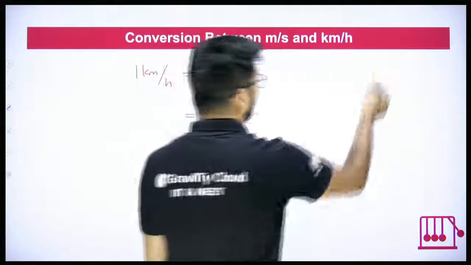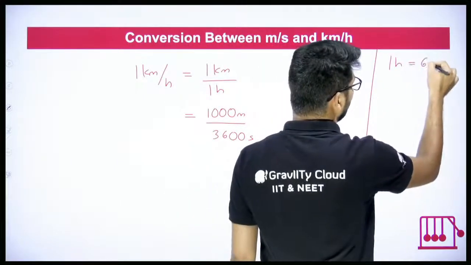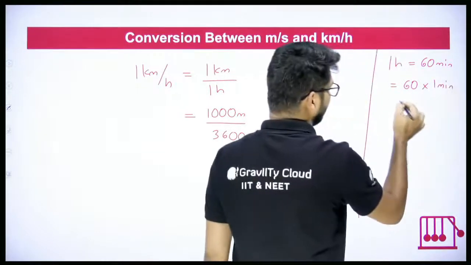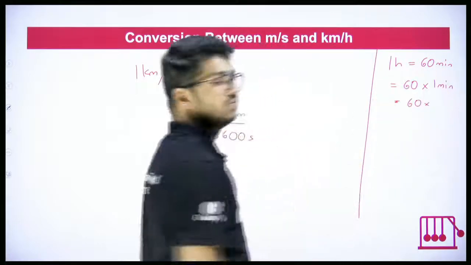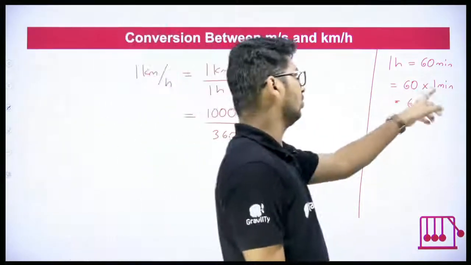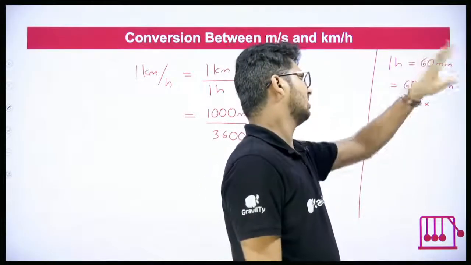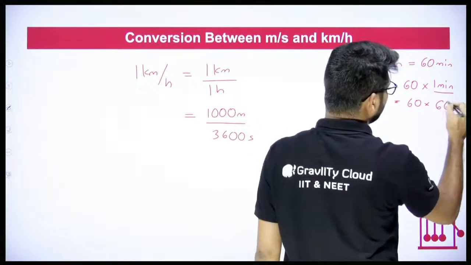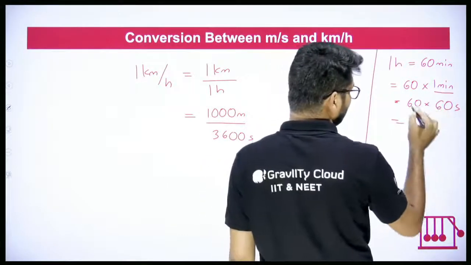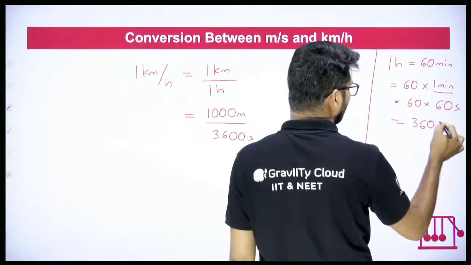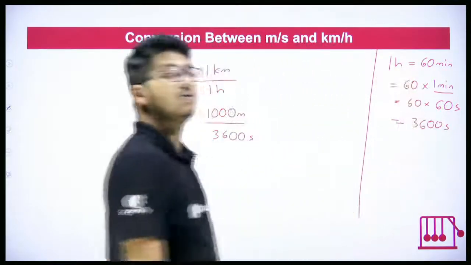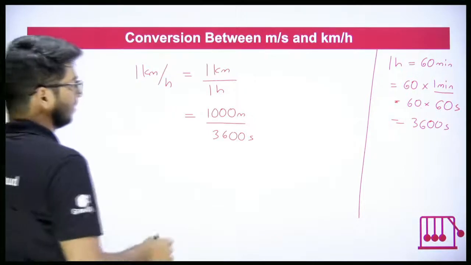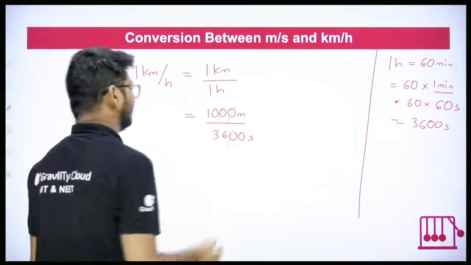Now you might already know about this. 1 hour is equal to 60 minutes. Now I can write this as 60 into 1 minute. 60 into 1 is 60. That's why 60 minutes can be written as 60 into 1 minute. But we know that 1 minute is equal to 60 seconds. So 60 into 60, 6 into 6, 36, 2 zeros. So 1 hour is equal to 3600 seconds.